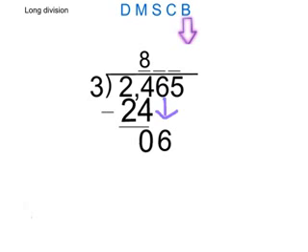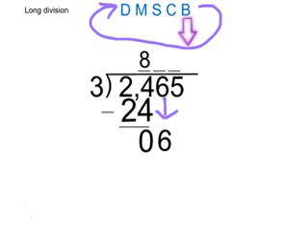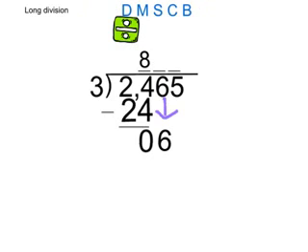The next step is to bring down. We bring down the next available number, which is the 6. Whenever we bring down, we start all over. We go all the way back to division and do all the steps again. So we're back to division.